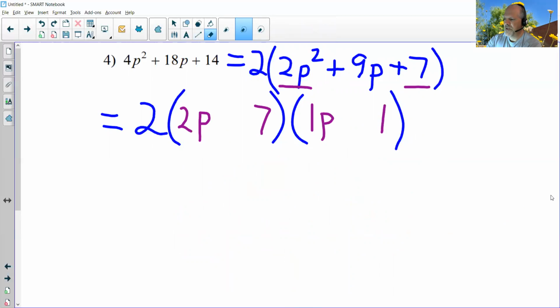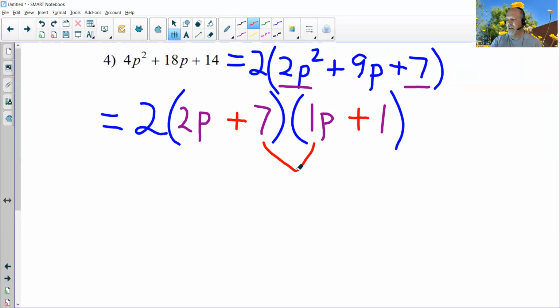So we need to put in our signs first. Notice in the original trinomial, everything's positive. So that's a clue that if this is going to work, these will both be pluses. And if I do inside times inside, that gives me positive 7p. If I do outside times outside, it gives me positive 2p. Well, 7p plus 2p is 9p, so this will work.